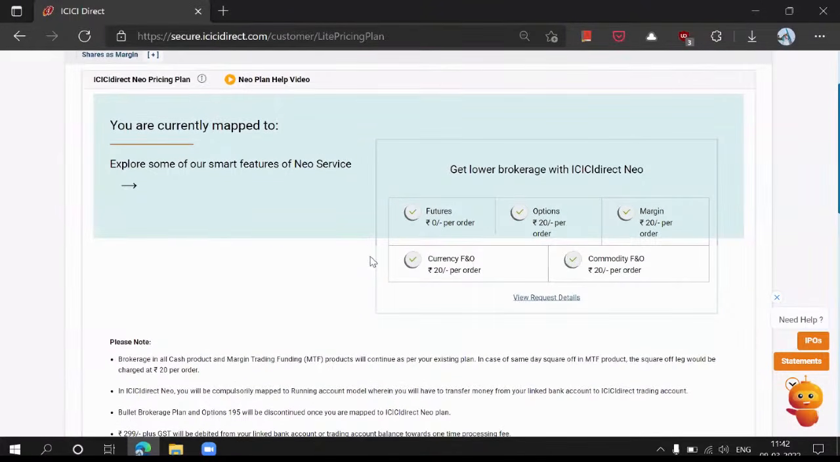In futures, it is 0. In options, it is 20 rupees per order. Intraday equity is 20 rupees per order. So now this is the brokerage that gets levied to you when you trade in derivatives. Now I'll tell you who should choose neo and who should not choose neo. We have the option of prime as well. Also, just to tell you, there is a small fee of 299 rupees, which you pay one time, lifetime, to enroll for neo.